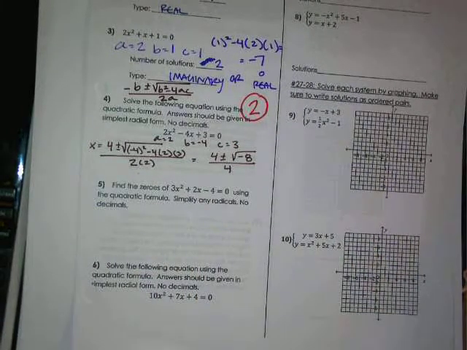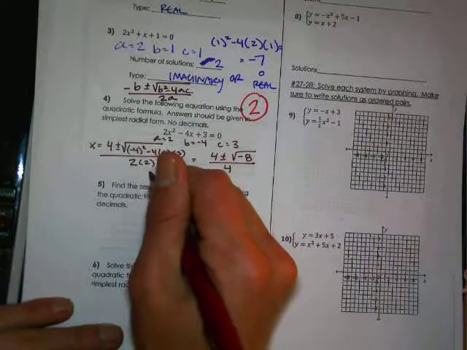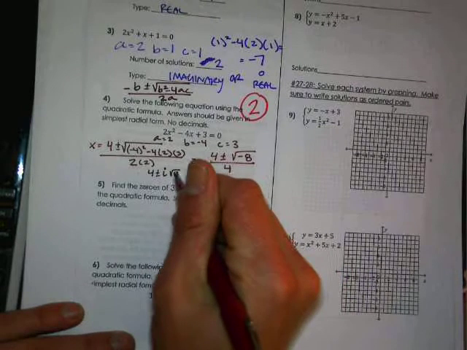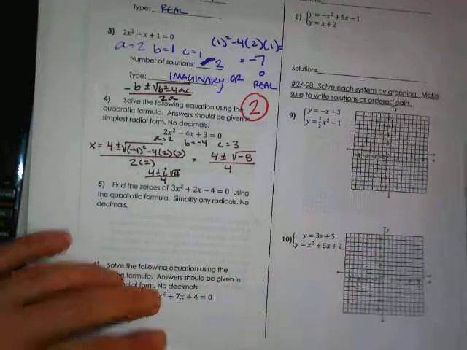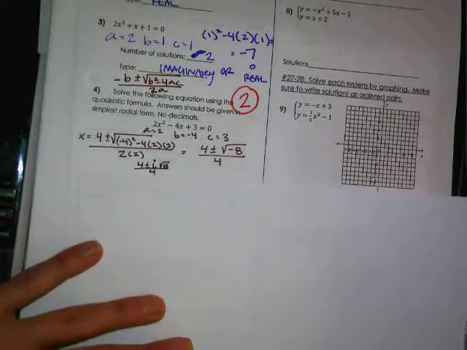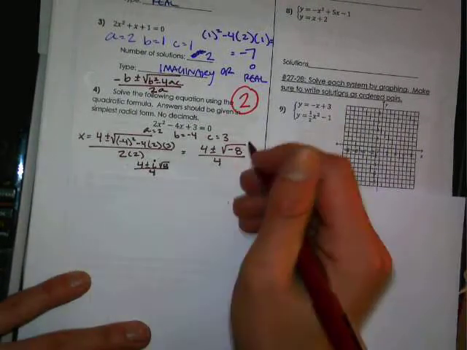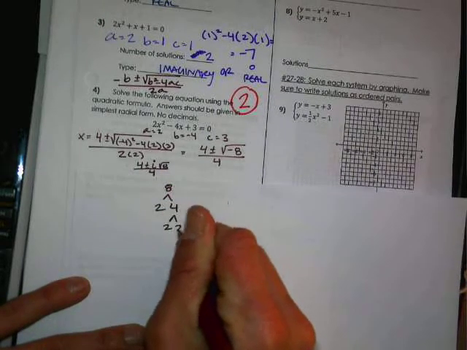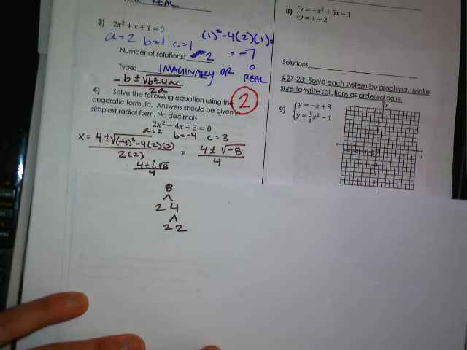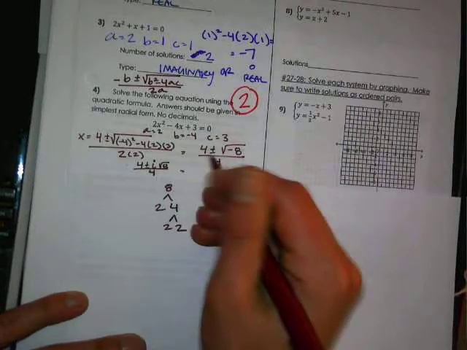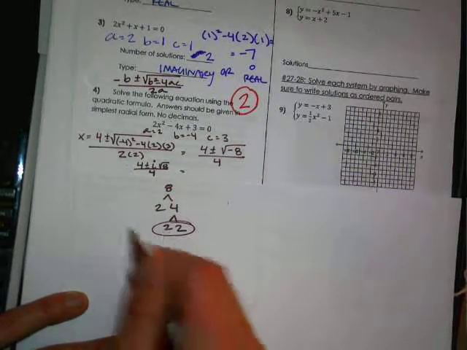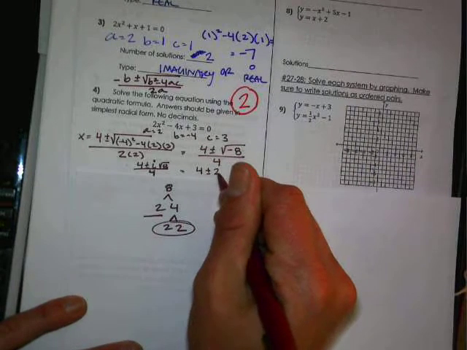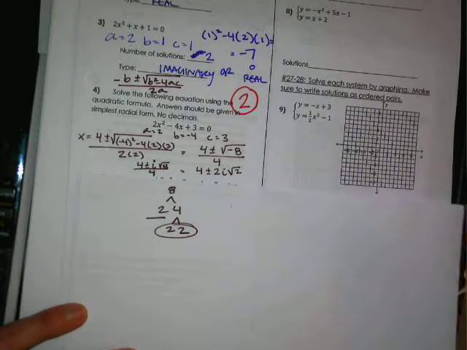The negative, I can pull that out and turn it into an i. And then it's divided by 4. The 8 I can break down: 2 and 4, 2 and 2. So I can rewrite this. A pair goes on the outside, leftover goes on the inside. So I can rewrite this as 4 plus or minus 2i square root of 2, over 4.